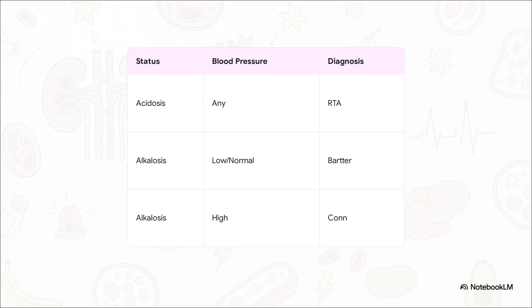But if you see alkalosis combined with high blood pressure, you have to move immediately to endocrine etiologies, things like Conn syndrome, Cushing's, Liddle syndrome, apparent mineralocorticoid excess, or glucocorticoid remediable aldosteronism.